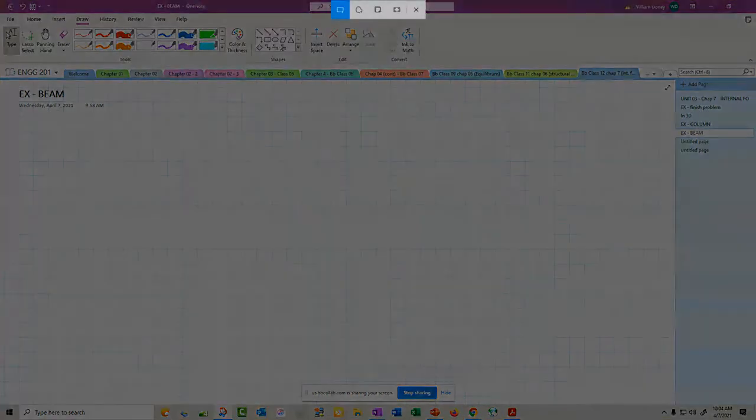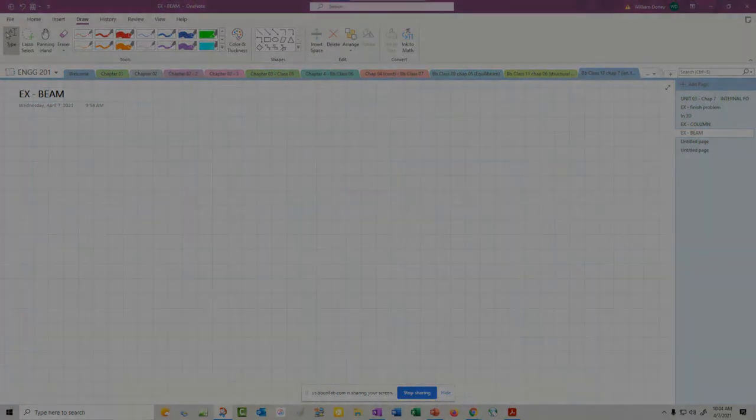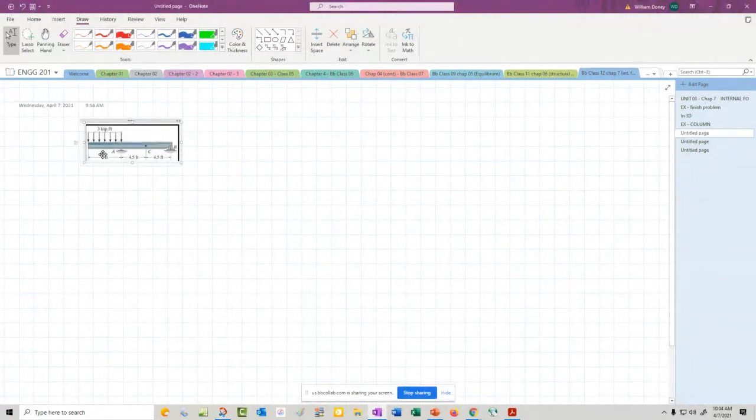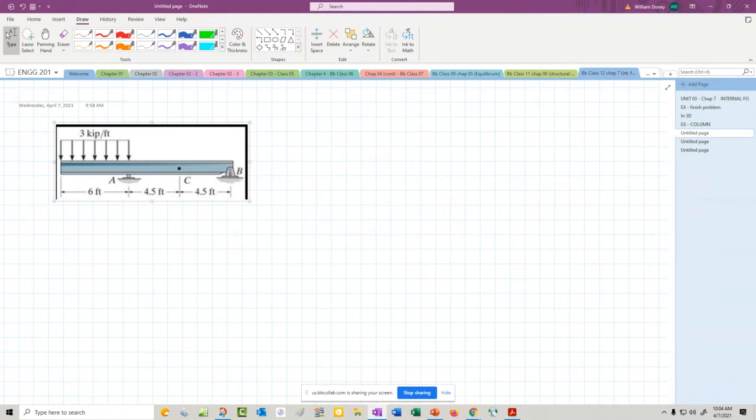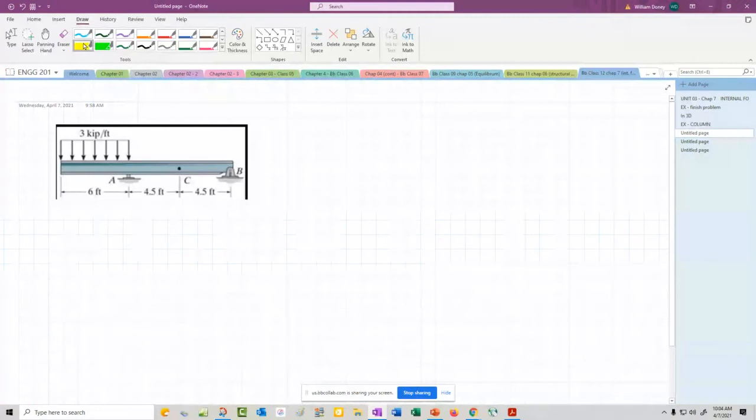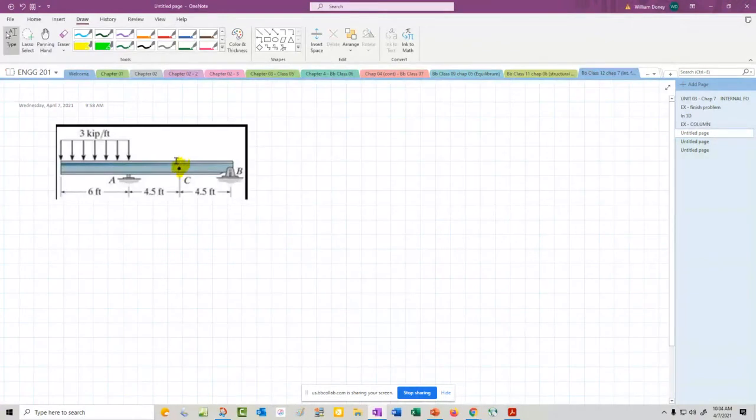And let's pull a beam out here. A little more complicated. There we go. All right, we're given the loading on the beam. We want to find the internal forces at point C. Internal forces at point C. That's our interest, so I'll just highlight that right there.